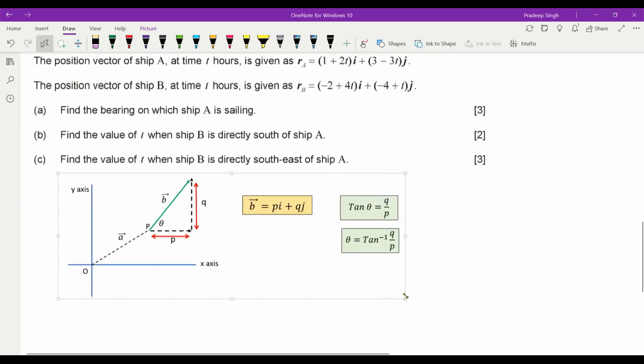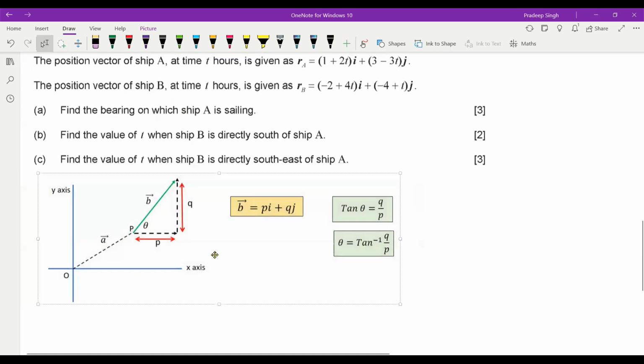So here we have the x and y coordinate system. Imagine, let's say, the ship is at point B. The A vector stands for the initial position vector, so that is its initial location. And let's say the ship is moving in this direction with a speed of B. The B vector is the velocity vector here.